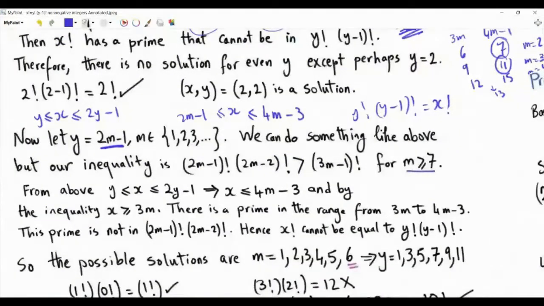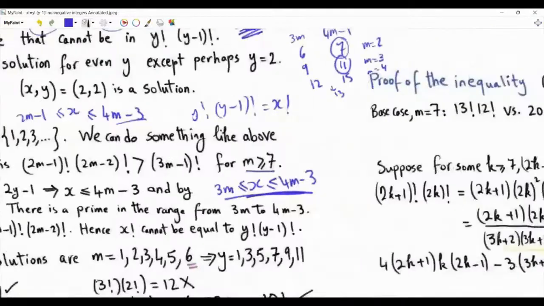Okay, so x cannot be 3m minus 1 or less. Perhaps x is between 3m and the highest possible value, 4m minus 3. Perhaps we can find a solution with x in this range. Also, perhaps we find solutions when m is strictly less than 7. So let's see, what about x in this range? Now this range, let's take the highest number divided by the smallest number. This is (4m minus 3) over 3m.